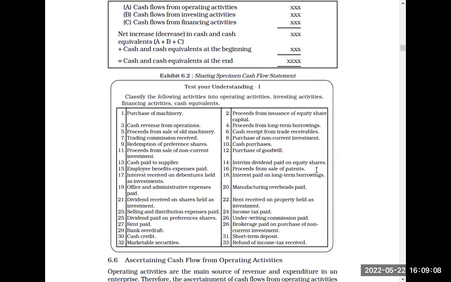Financing activity. Financing activity. Next one, operating. Investment activity. Investment activity.